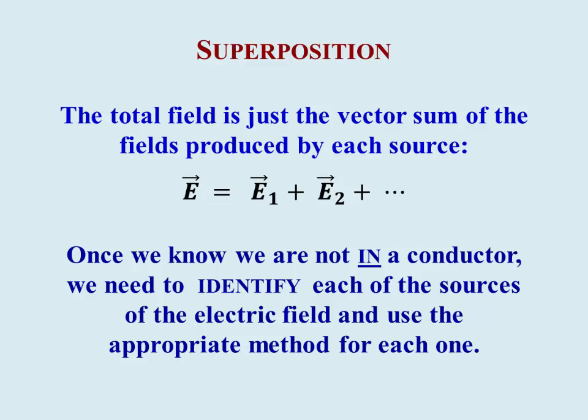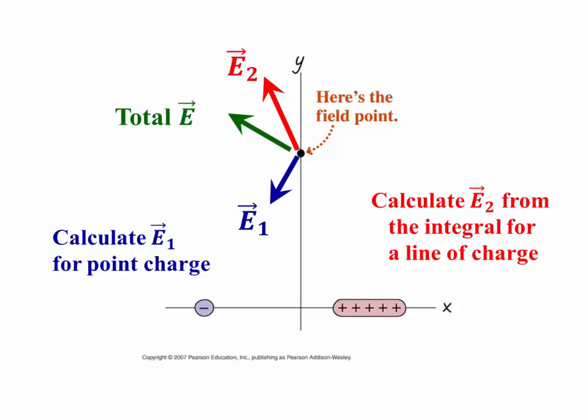This is also not really a method of calculating a field, but the basic principle of superposition. The total field is the vector sum of the fields produced by each source. So once we know that we're not in a conductor, so the field's not necessarily going to be 0, we need to identify each of the sources of the field and use the appropriate method for each one. That is, our interpretation is applied to each individual part of the problem.